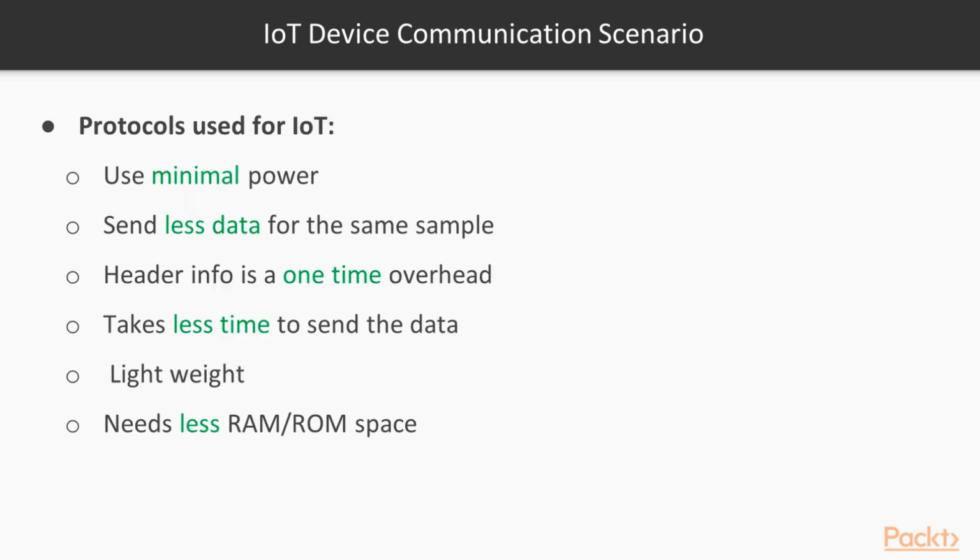Now, a typical protocol for the IoT space should use minimum power. It should send less data for the same sample, so it should manage its header space nicely, and it should also reduce the overhead. It should take less time to send data. It should manage its sleeping time nicely so that it can conserve power. It should have very lightweight layers of software, which is essential for the device, and of course it should need less RAM and ROM space because of the space constraints.